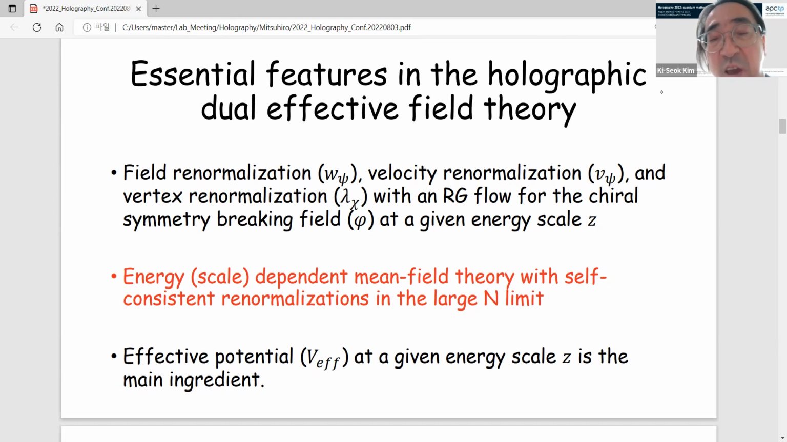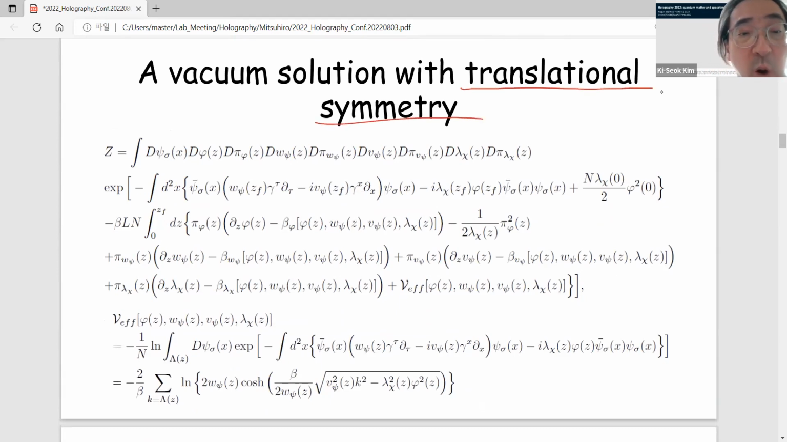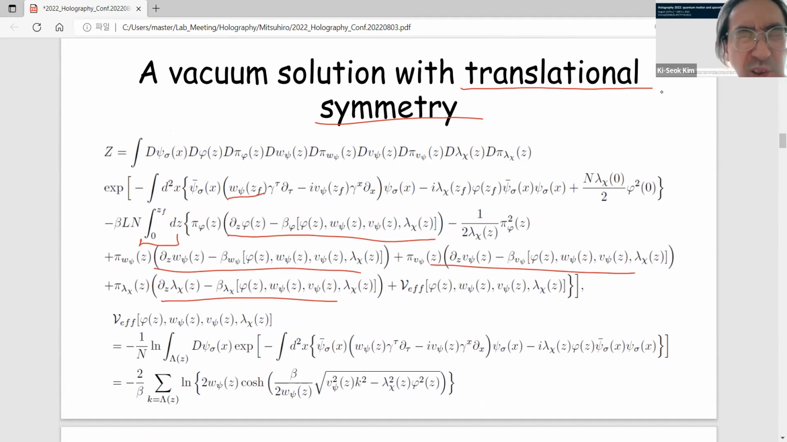First, you consider some vacuum solution and introduce fluctuations around that. So I'm considering the vacuum solution first. I introduce translational symmetry, which means that all x dependence I delete. Now it becomes very simple: field renormalization, vertex renormalization, velocity renormalization, and the effective potential, with translational symmetry recovered. That's the vacuum solution we usually consider. Now you can calculate the effective potential.